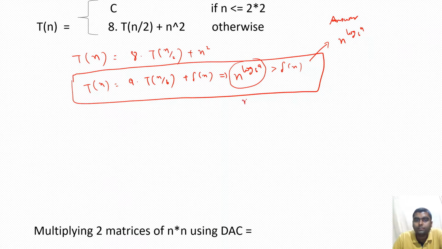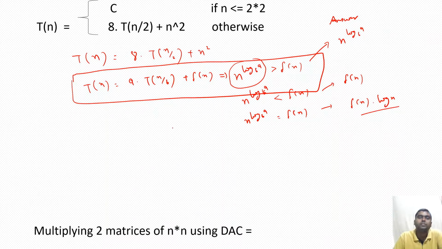If n raised to the power log a base b is less than f(n), then the answer is f(n). If n raised to the power log a base b equals f(n), then the answer will be f(n) multiplied by log n. These are the three cases.